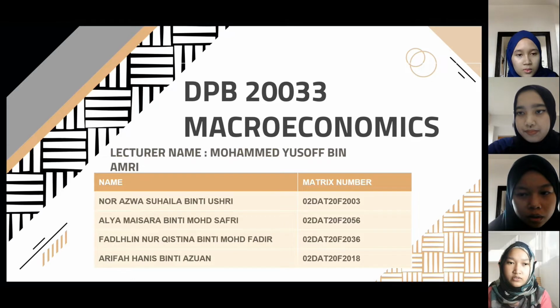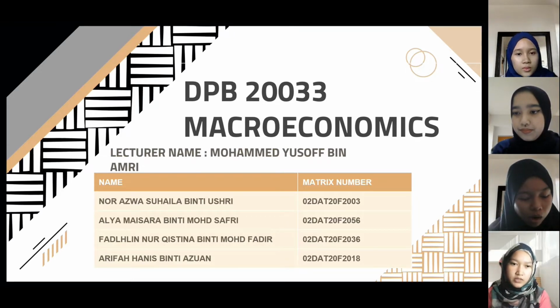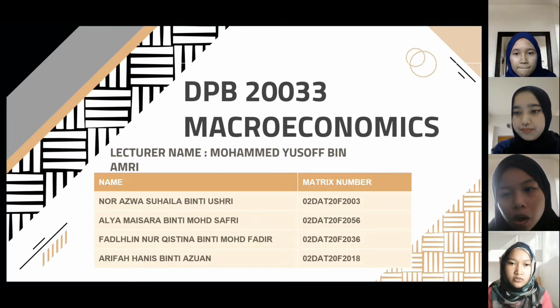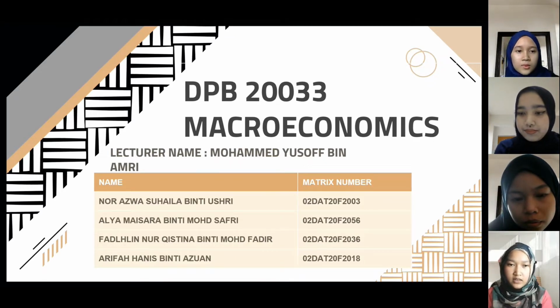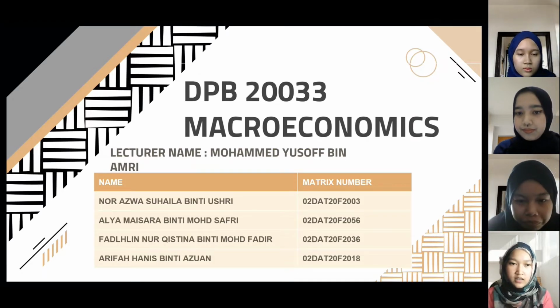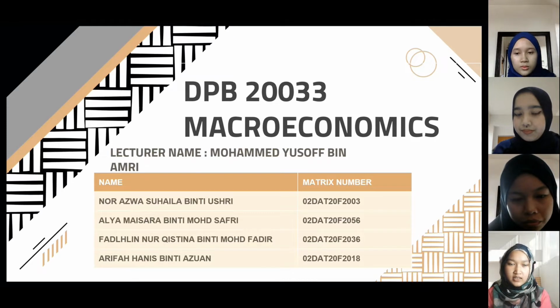Before we start, I want to introduce my group members. First, me, Nur Azza Syahidah binti Usri, matric number 02DAT20F2003. Second, Alia Masara binti Muhammad Safri, 02DAT20F2056. Third, Fadrin Nur Kristina binti Muhammad Fadil, matric number 02DAT20F2036, and Arifah Hanis binti Azwan, 02DAT20F20Y8.